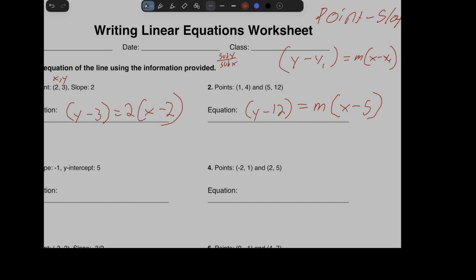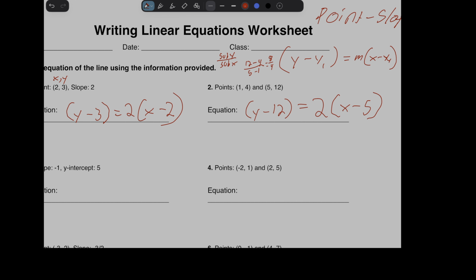So I'm going to start with this one, and I'm going to go 12 minus 4 over 5 minus 1. And that's going to equal 8 over 4. And what's 8 over 4? 8 over 4 is 2. So what's my slope? My slope is 2.